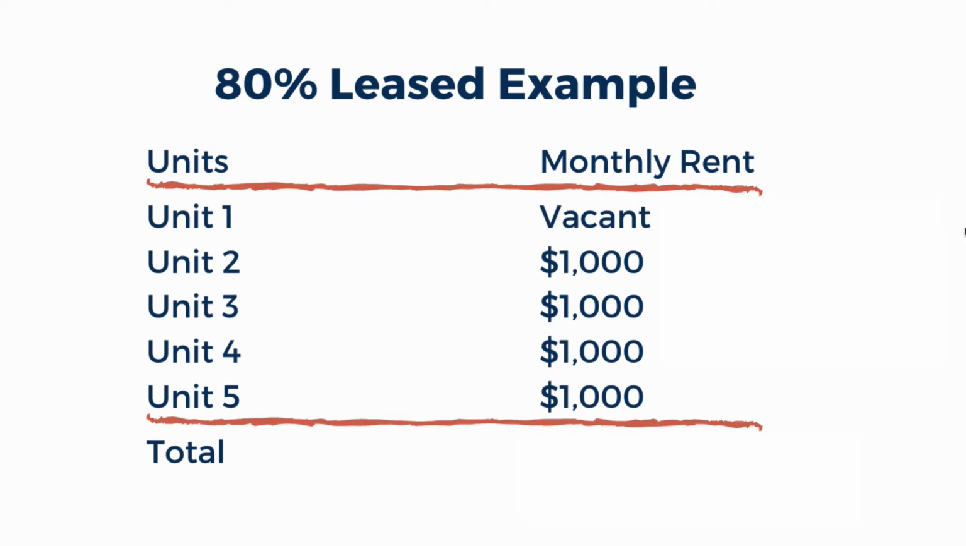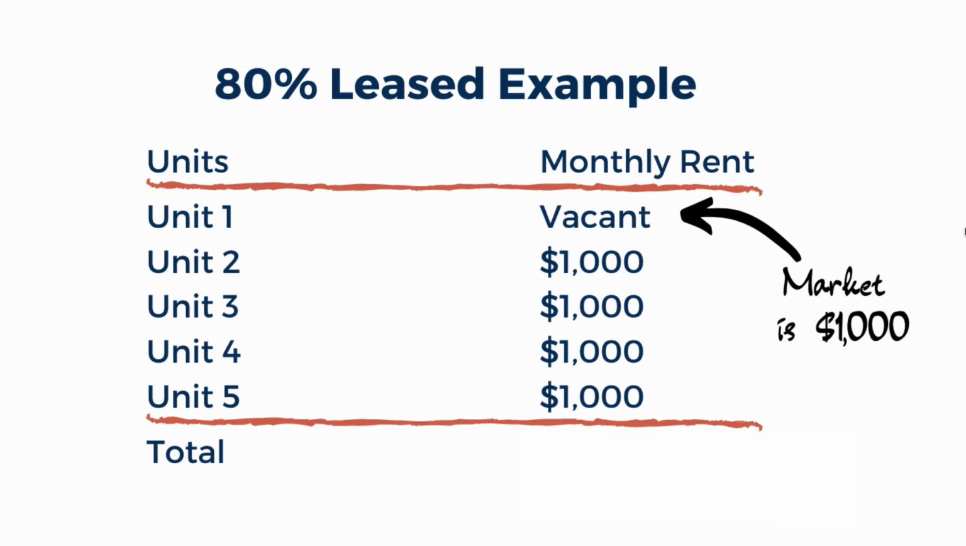This is the same 5-unit property, except unit 1 is vacant. Now let's just say the market rent for unit 1 is $1,000. What is the potential rent here? You might be tempted to say $4,000 a month or $48,000 a year, but that would be wrong. Remember, potential rent is potential, not actual.